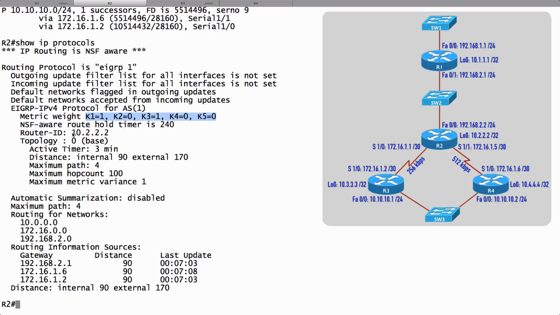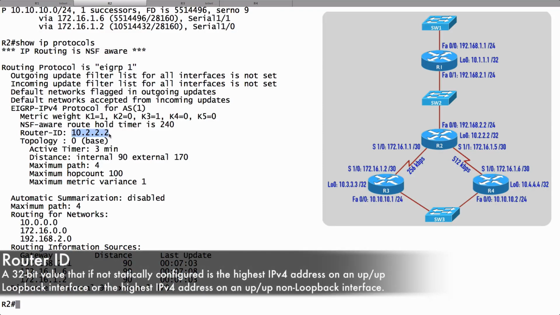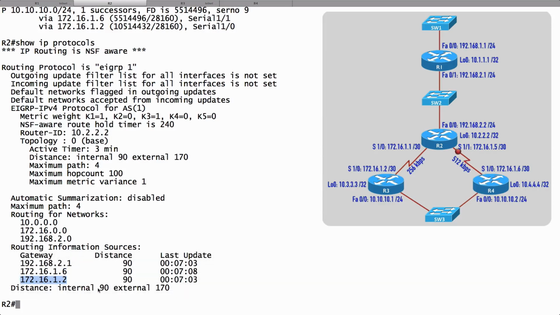We can see this router's router ID, and it's the IP address of our loopback interface. We see that we're routing for these networks, and we see our EIGRP neighbors that are sending us EIGRP routing updates. And we also see the administrative distance, or the believability of EIGRP. For internal EIGRP, that's what we're talking about now, it's an administrative distance of 90.